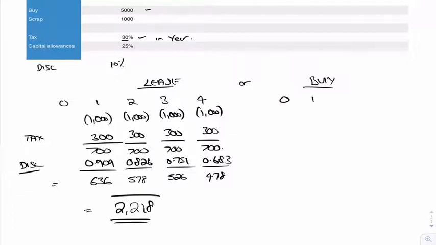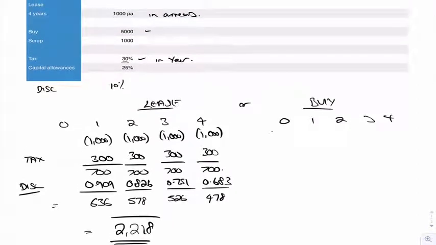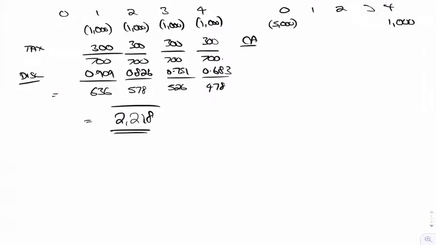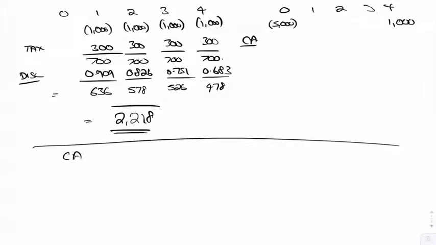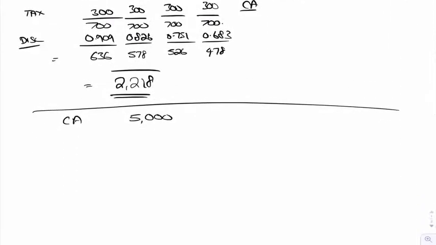If I buy it though, it'll be slightly different because I'll pay for it in year 0, look, at a cost of 5,000. Then I'll get my money back, I'll scrap and get 1,000 back in year 4. Then I've got some capital allowances, and so I just need to calculate my capital allowances. So my capital allowances would be 5,000, and I think I get 25%. Yep.